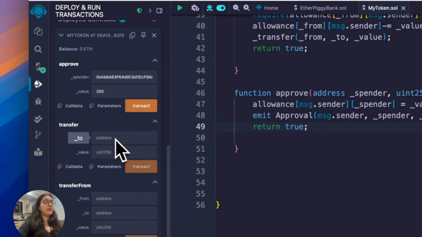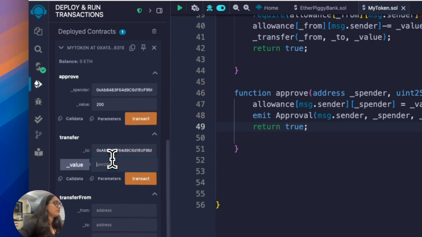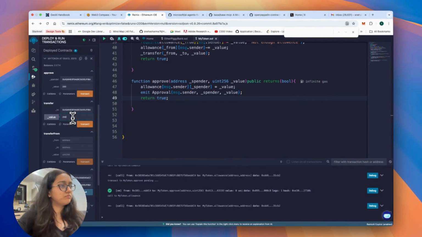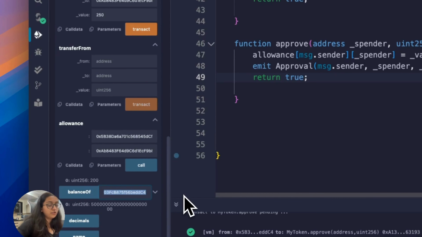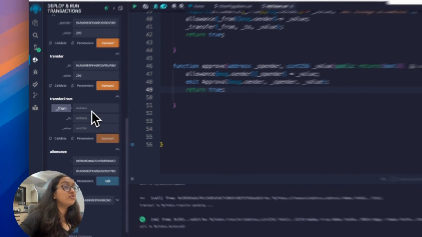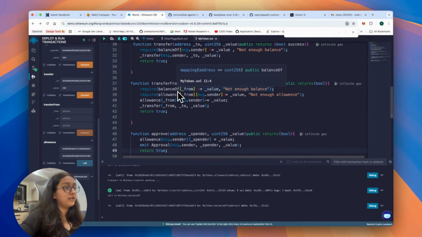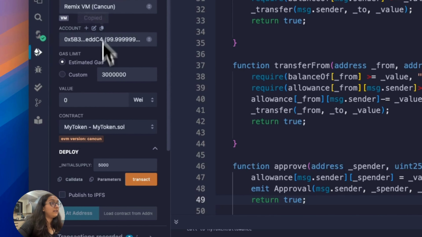Now, there are two things. One is transfer. You will see that it just says you have to transfer to this address and the value should be this. So I will say, okay, let's just send 200. No, 250. I go transact. And then if I check the balance of that particular address, it's 250, right? And then transferFrom, which is a different function, right? So I'm saying, hey, first, let me check my own balance now.